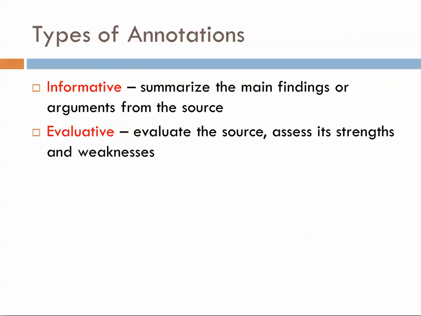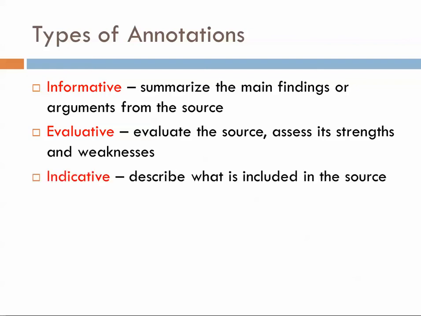says. A second type is evaluative. It evaluates the source. It assesses the source. It assesses its strengths and its weakness. This text is good because of this. This text is bad because of this, depending on what your research objectives are, that kind of thing.